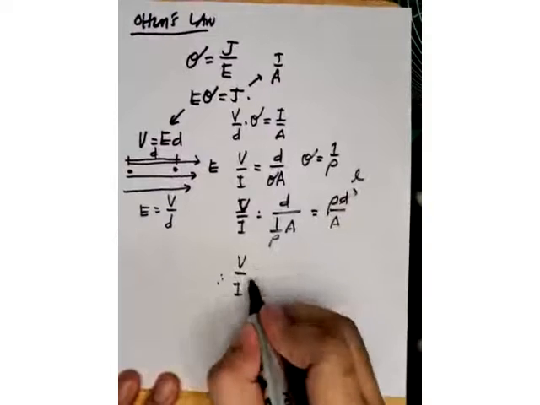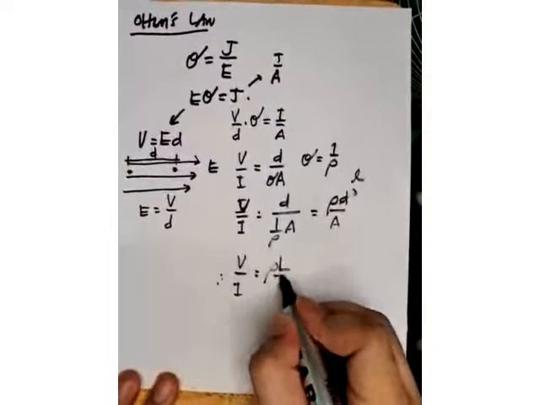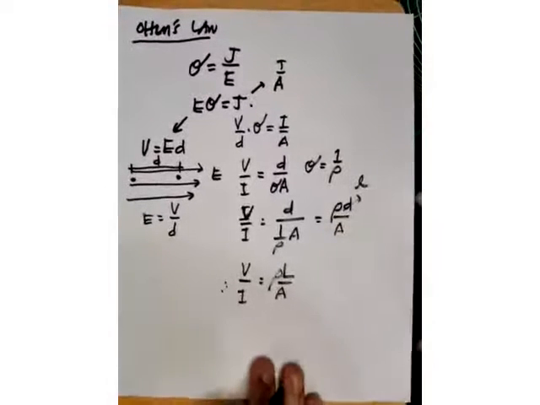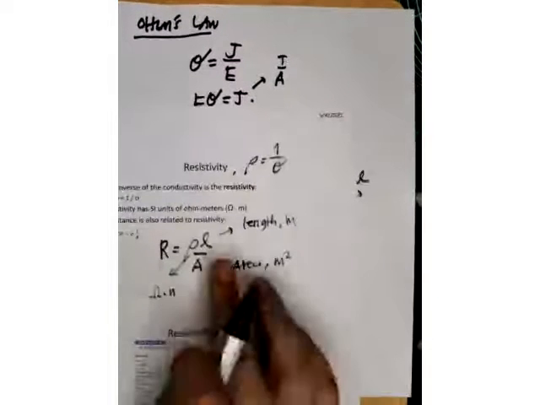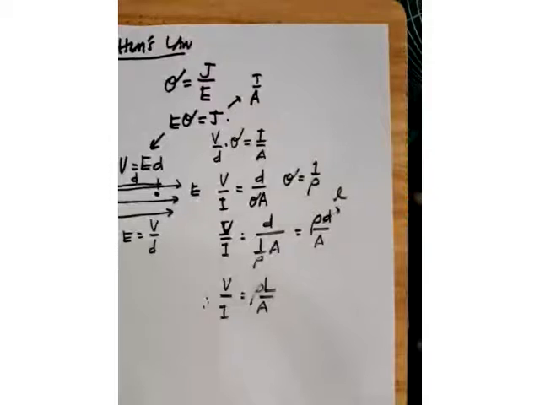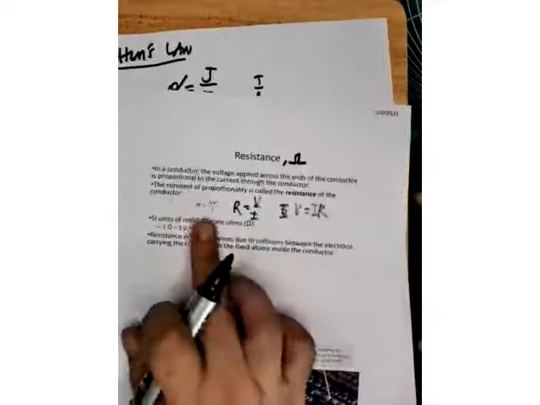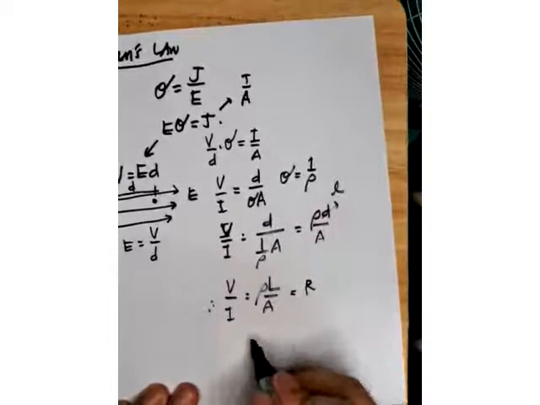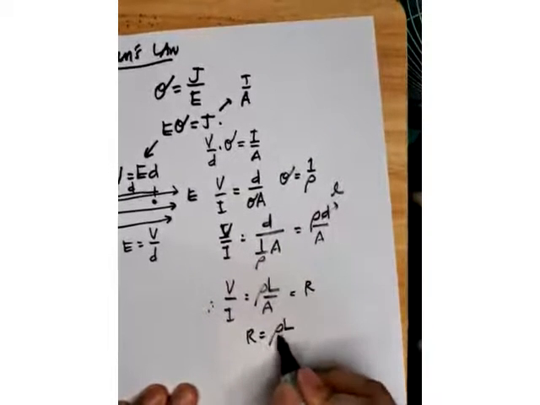Sabi dyan sa resistance, ang resistance daw ay yung ratio ng voltage at saka ng current. So, therefore, this is also equal to R. Kaya R is equal to rho L over A. So, rho L over A.